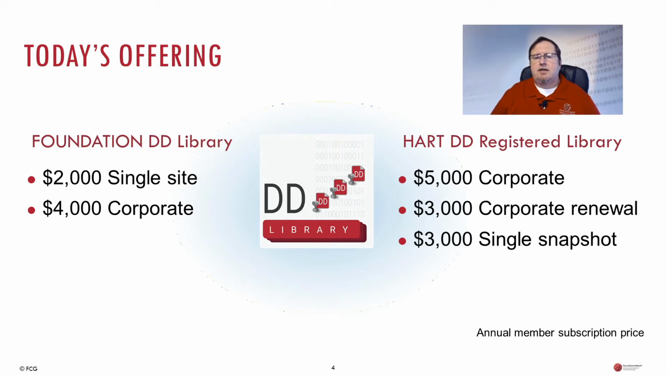On the HART side, there is a similar but slightly different model. The initial licensing fee was $5,000, however the renewals were only $3,000. These were corporate licenses, corporate-wide. The HART DD library would be bundled up and made available on a quarterly basis. We also have an option that if a member or developer simply wanted a single snapshot, that was also available at a single fee as well. These are the offerings that we have today.